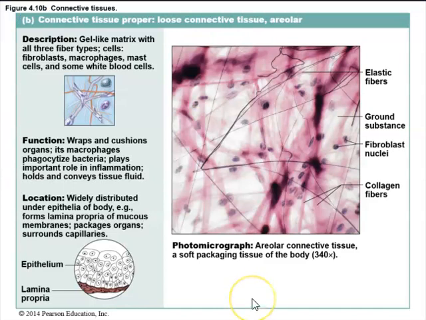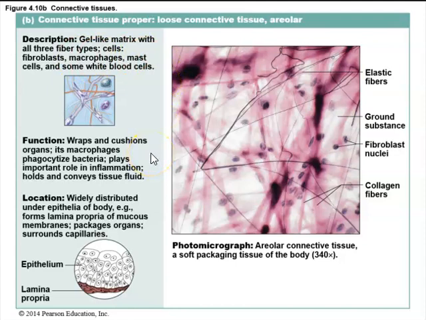So here is a picture of loose areolar connective tissue. You will see this picture again because it's one of the connective tissues that you are responsible for. Again, it is the model tissue because it has structures that can be found in all types of connective tissue. So we have our different fibers: our elastic fibers, our collagen fibers, as well as our reticular fibers. We have our fibroblasts, macrophages, mast cells, and some white blood cells. Again, its function is to wrap and cushion organs.